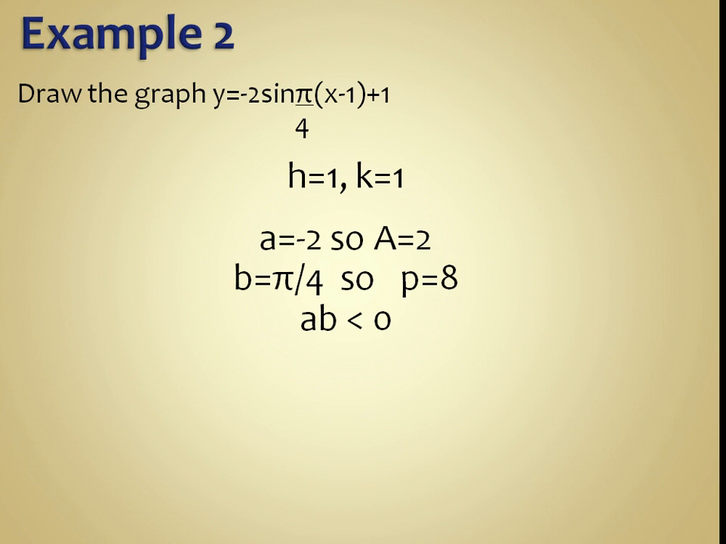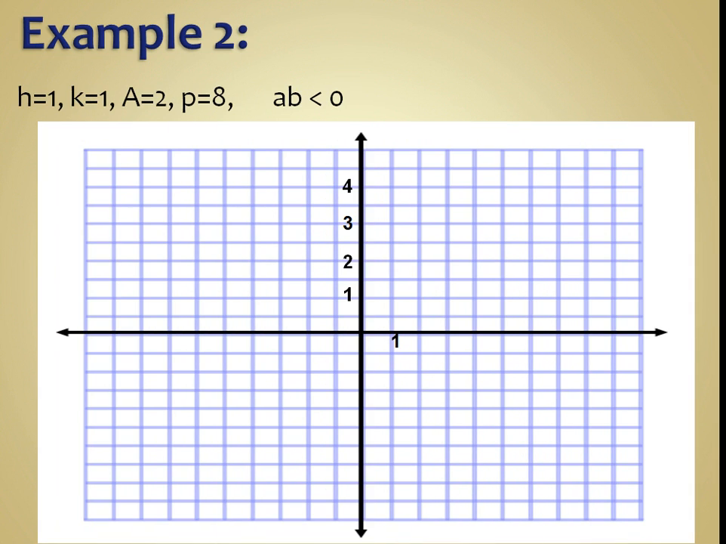Therefore, my function will be initially decreasing. So this is going to be very important when we actually start drawing our graph. So the first thing we want to do is plot that HK point and put that halfway line, which is exactly there on our graph. It's at 1, 1, and I draw that horizontal line.